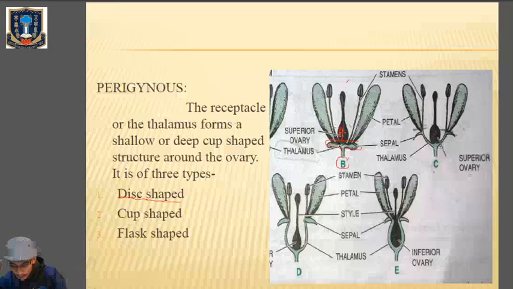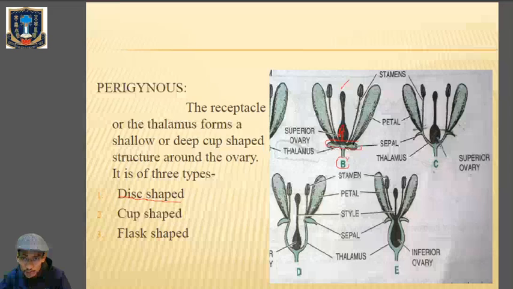Okay, so the gynoecium lies in the center, and the other floral parts occur at the same level on the periphery. At the same level we will find the other floral parts like the sepals, the petals, and the stamens. So in the disc-shaped one, the thalamus is flat like a disc. The gynoecium lies in the center, and the other floral parts like the sepals, petals, and the stamens lie at the same level on the periphery.